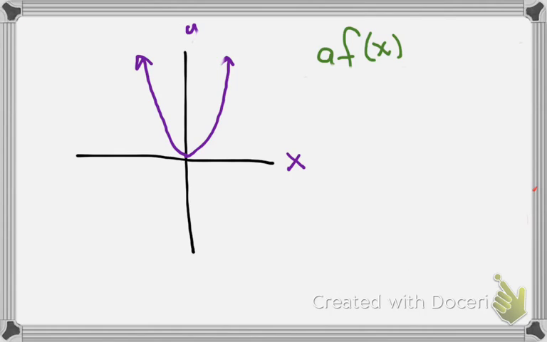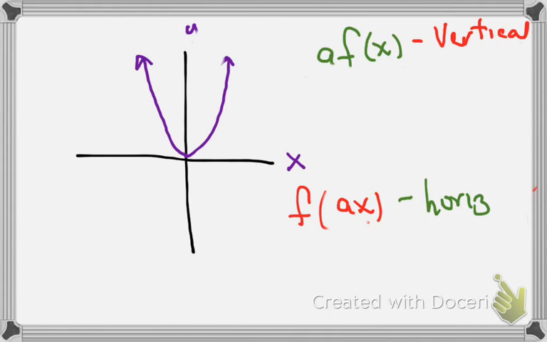I'm going to put this in a different color so you can see it better. We're going to say this one is vertical. And then this one, if I can get my pen to work, it's going to be horizontal. We just got to remember the other part.